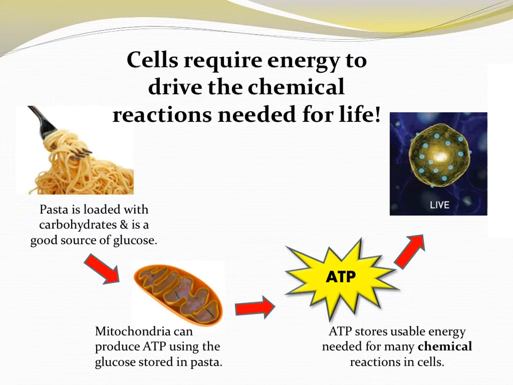This picture shows a bowl of pasta, which is a carbohydrate and is loaded with glucose. The mitochondria can then make use of that glucose to produce ATP. ATP stores usable energy and is needed for many chemical reactions within the cell. The cell then can maintain life. So in other words, cells require energy to drive the chemical reactions needed for life.